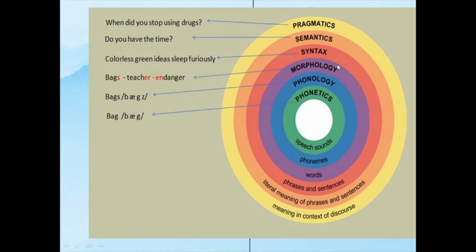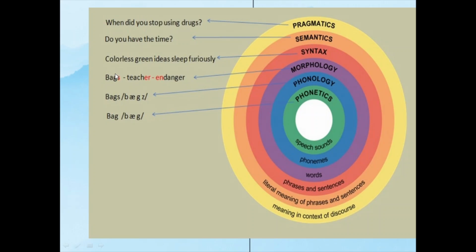Then there is morphology, which is about the structure of words, that is the meaningful parts of words. So in morphology we have morphemes, that is the smallest meaningful unit of a language. So for instance, in this word bags we have two morphemes, bag and this s. We cannot break bag down into other meaningful parts, so we cannot just say ba or just ag.